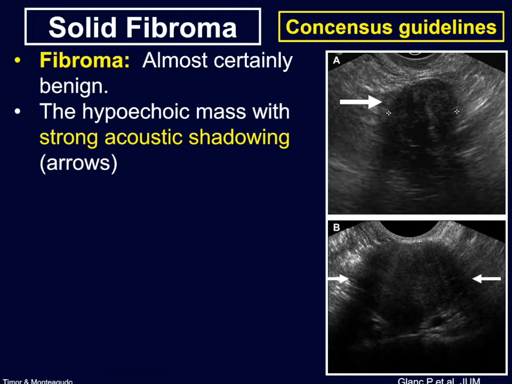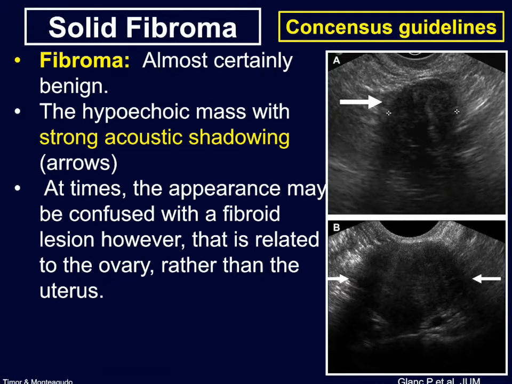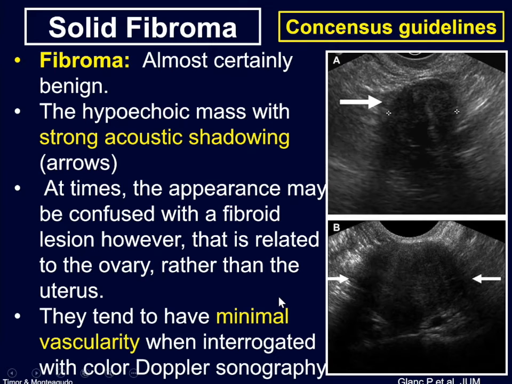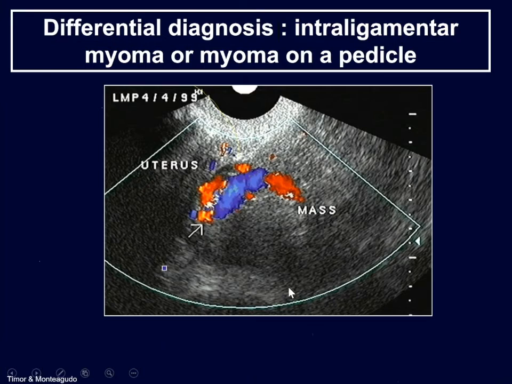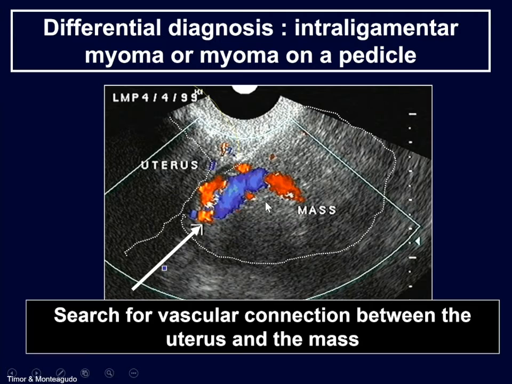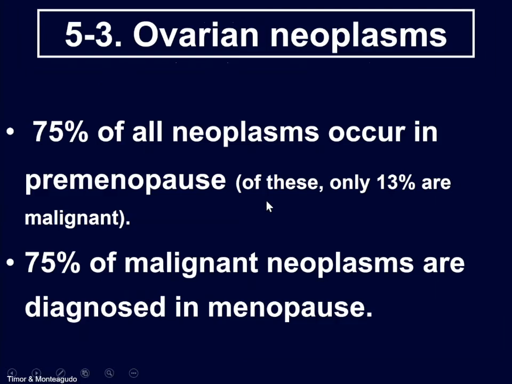They have strong acoustic shadowing. At times, they can be confused with a fibroid lesion, however, that is related to the ovary rather than to the uterus. They tend to have minimal vascularity when you apply Doppler. And here is my explanation of how you differentiate between an intraligamentary myoma and a myoma on a pedicle. You image the uterus, the mass, and apply color Doppler and see the connection between the uterus and the mass, which will establish for you the diagnosis.